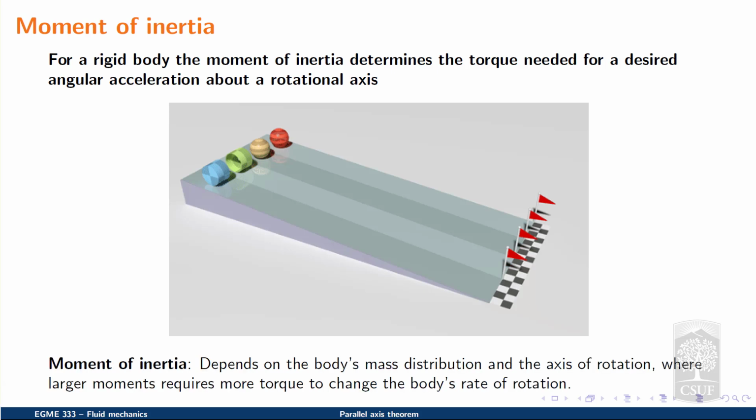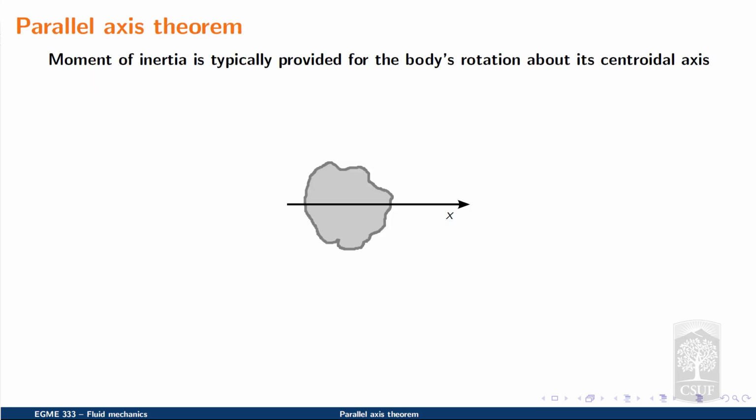The answer is the moment of inertia, which depends on the body's mass distribution and the axis of rotation, where larger moments of inertia require more torque to change the body's rate of rotation. The moment of inertia is typically provided for the body's rotation about its centroidal axis.